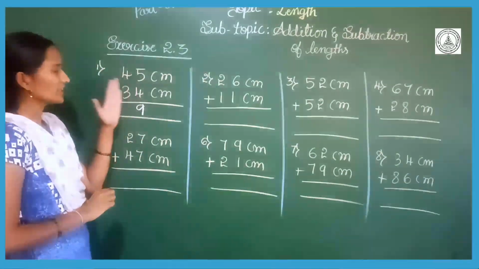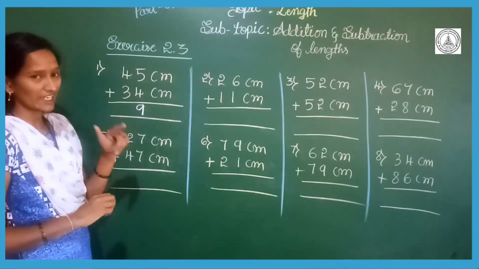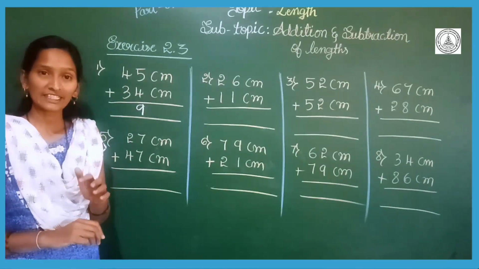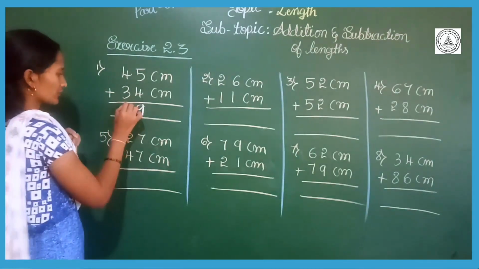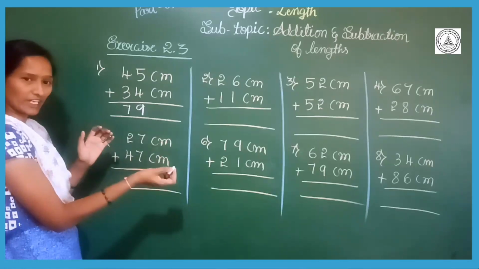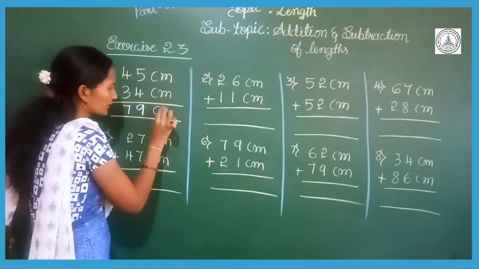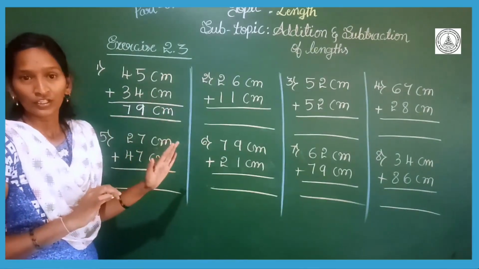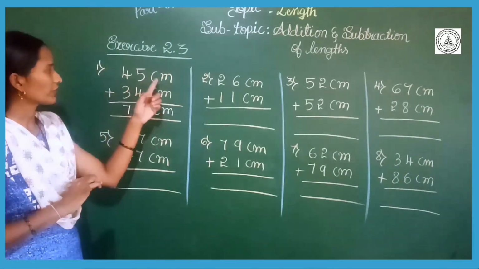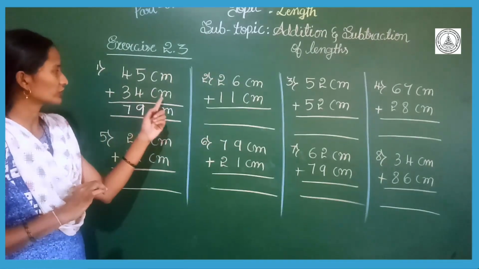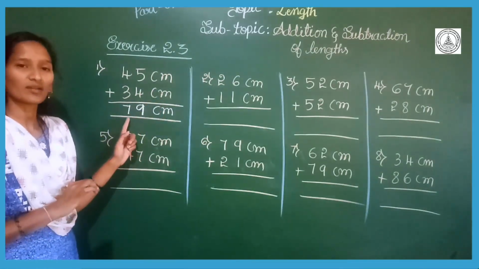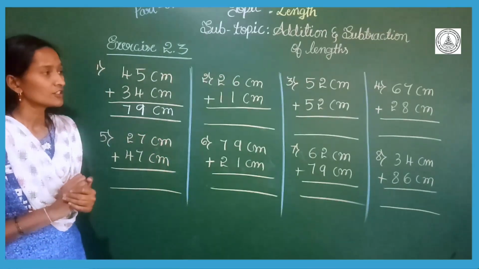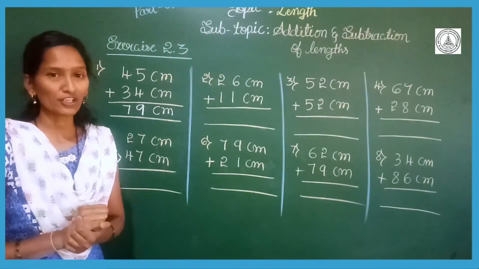Next come to the next column, that is tens. So 4 plus 3. What is 4 plus 3? 4 plus 3 is 7. So write down here 7. After adding the numbers, write down this centimeter here. It is very important. Okay. See, 45 centimeter plus 34 centimeter gives the sum as 79 centimeter. Okay. The remaining problems you solve at home.